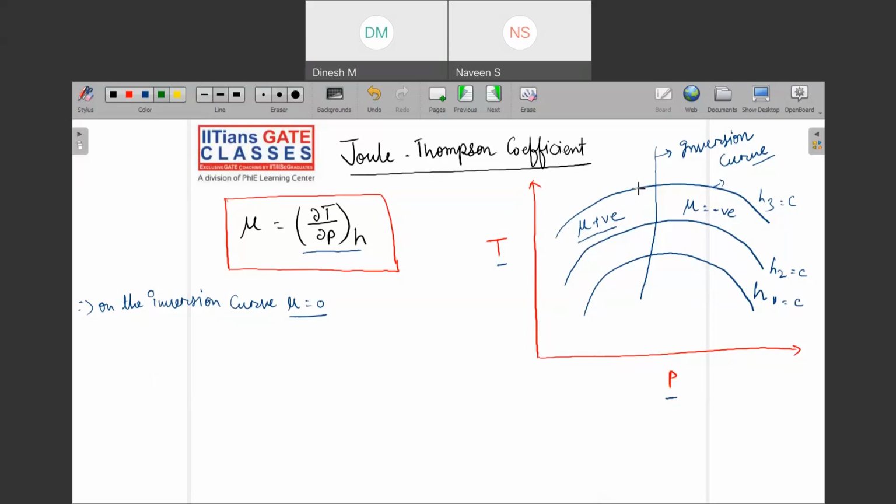So if you decrease the pressure, like if you were at this point, or let me draw it with a more visible color. So if you were at this point, and then if your pressure is decreased, like if you have reached till this point, can you see that your temperature has decreased? Yes or no? Yes. So can I see that when your mu is positive, then the temperature decreases, and this is called the cooling region also.